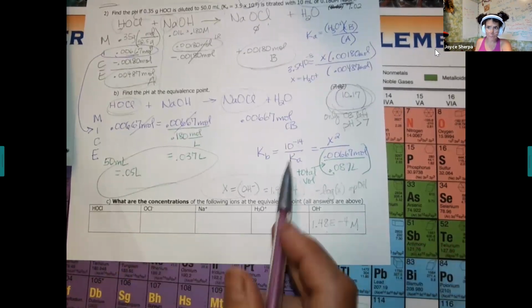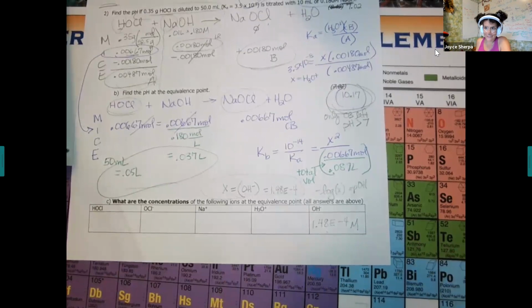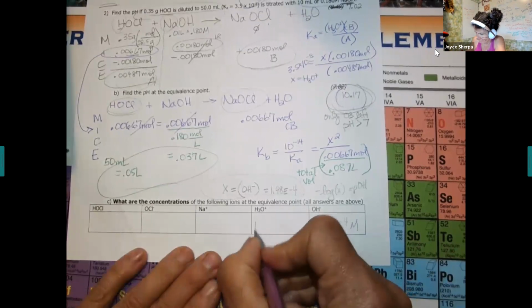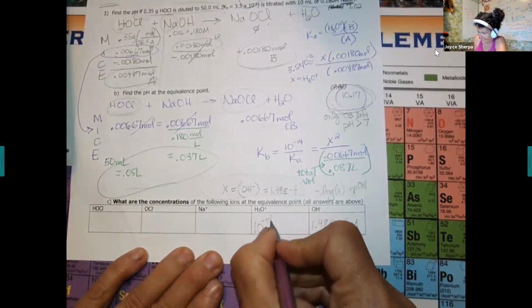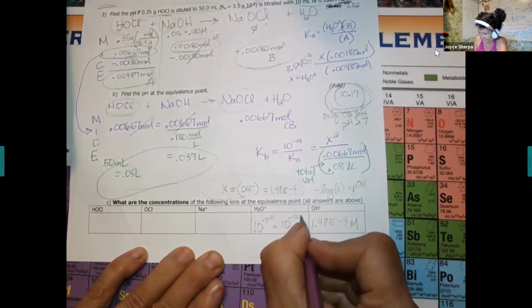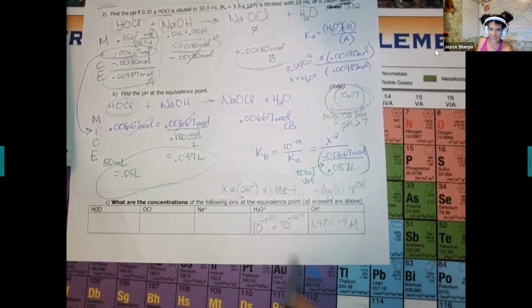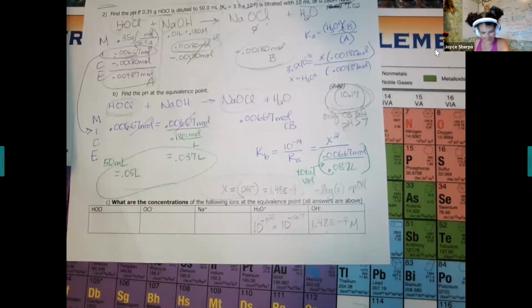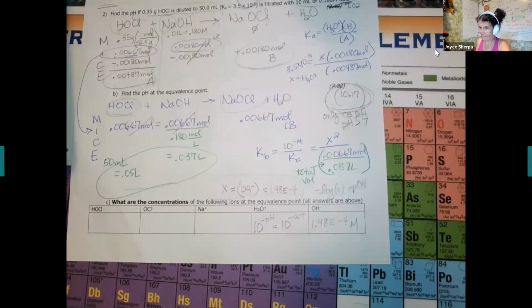Hydronium's easy. If you know pH, how do you find hydronium? 10 to negative pH, right? So 10 to negative 10.17. You can give the number. I don't know what the number is without finding my calculator. All right.